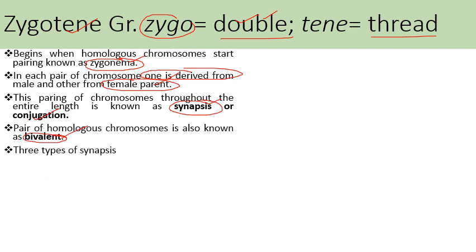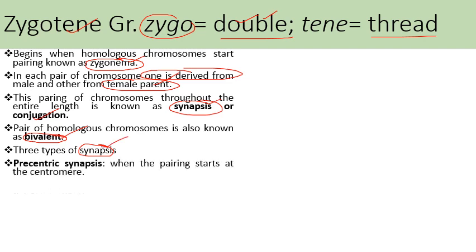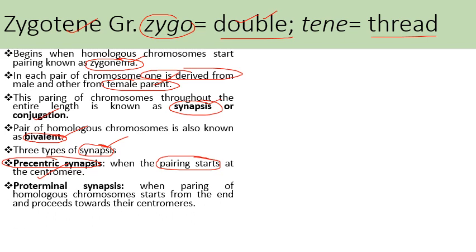And there are three types of synapsis. Basically जो synapsis formation है वो तीन तरह की होती है. First is precentric synapsis. It means the pairing starts from the center or centromere. जब pairing start होती है centromere से, that type of synapsis is known as precentric. And then comes proterminal synapsis. In this type of synapsis, pairing of homologous chromosomes starts from the end and proceeds toward the centromere. जब pairing start होती है end से and it ends at the center. So यहाँ से start होगा और it will end in the centromere region.